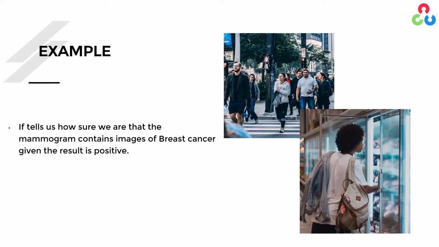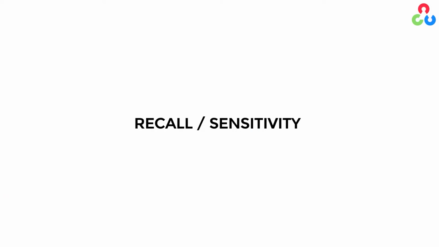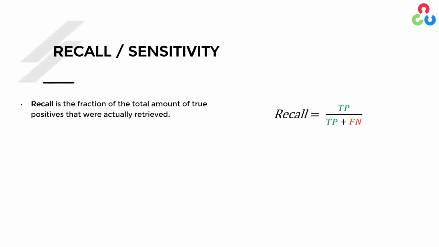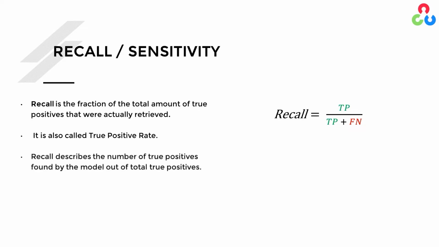Next, let's look at recall or sensitivity. Recall is the fraction of the total amount of true positives that were retrieved. It is also called the true positive rate. And in our example, let's say there were n cases of true positives in our dataset. Recall describes how many true positives out of the total n the model was able to find.